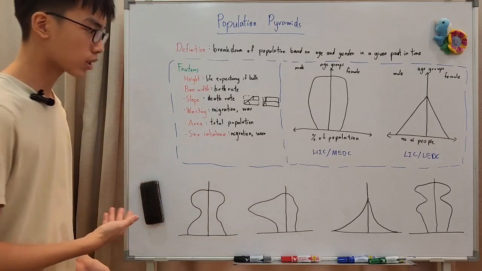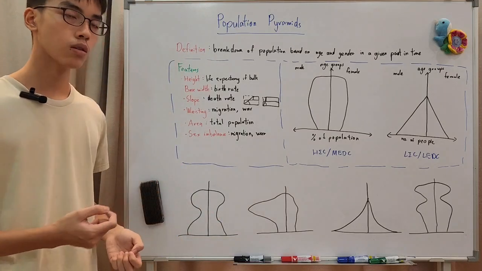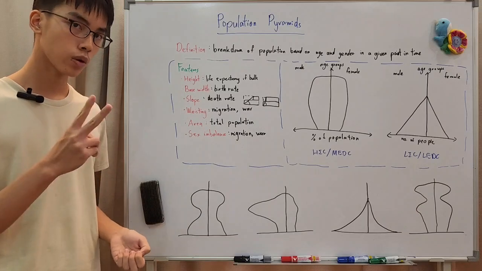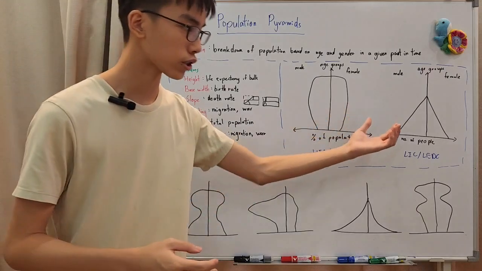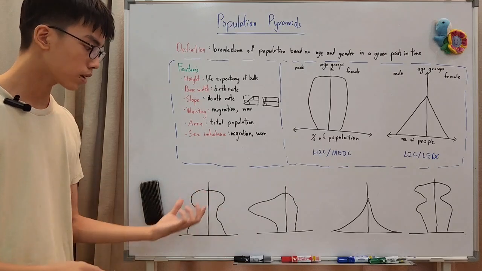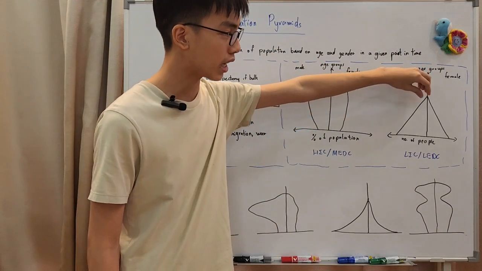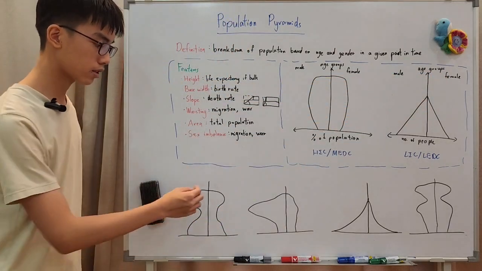And let's move on to some interesting shapes down here. This one is caused by migration or war. Migration-wise, there can be two ways. Either it's similar to this structure, but there's a lot of in-migration of the elderly, at the top. So originally it was like this, but because of the influx of elderly people, it spread this bulk at the top and led to this.